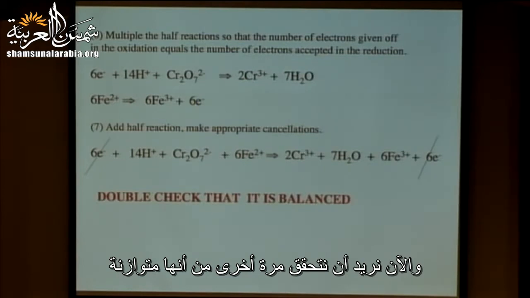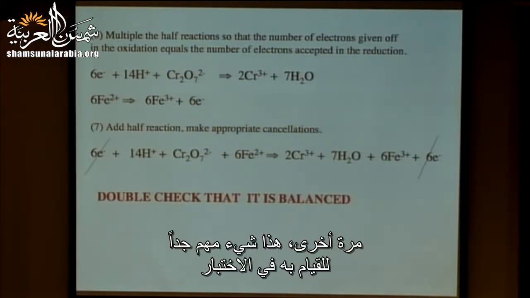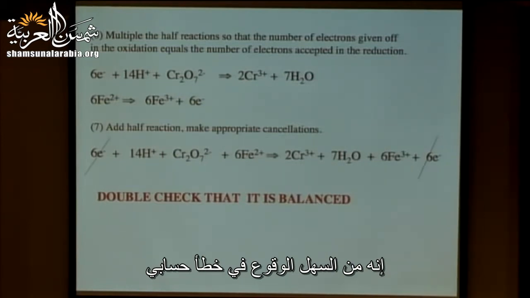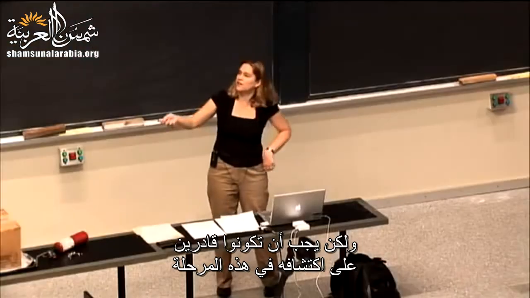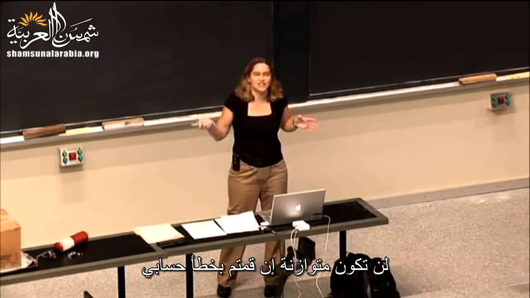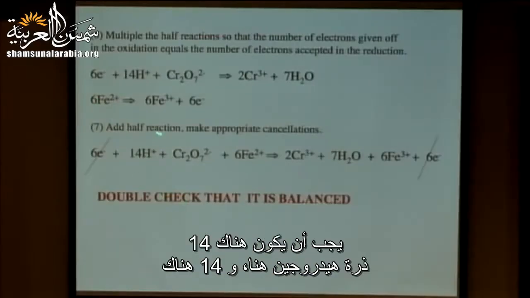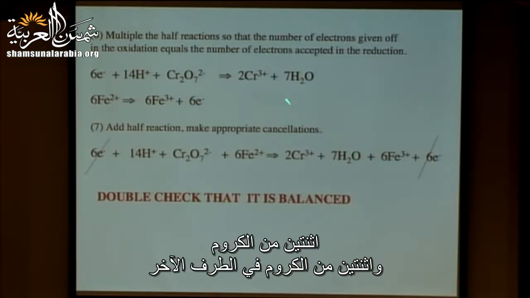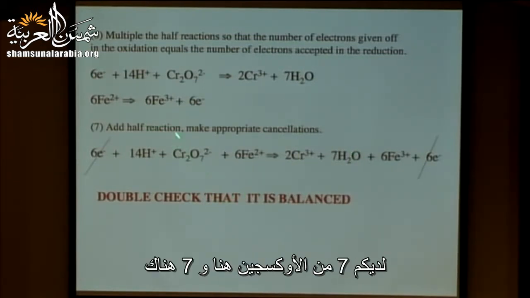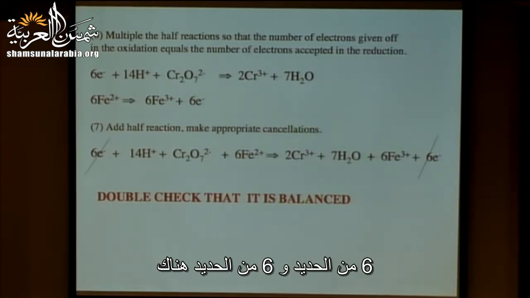And now we want to double check that, in fact, it's balanced. Again, this is very important to do on the test. It's really easy to make some kind of math mistake. But you should be able to figure it out at this point. It won't be balanced if you've made a math mistake. So there should be 14 hydrogens over here, 14 over there, 2 chromiums, 2 chromiums. You have 7 oxygens here, 7 oxygens there, 6 irons, 6 irons.